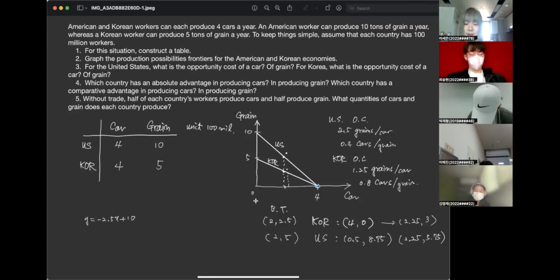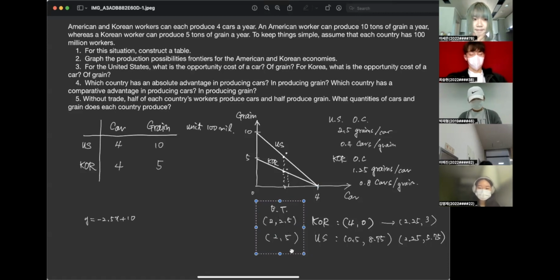Let's see this before trade. BT is shown as before trade, as the mark. 2, 2.5 and 2, 5 are produced. At that time, worldwide, how many cars and grains are produced?